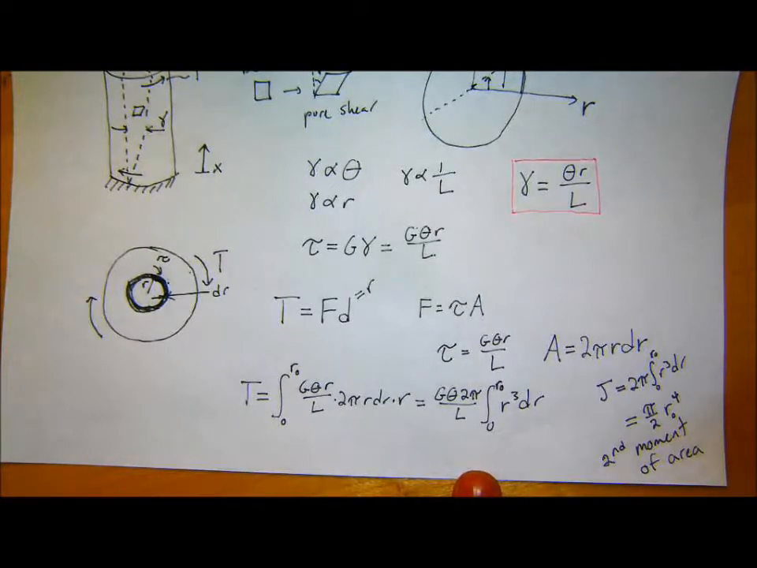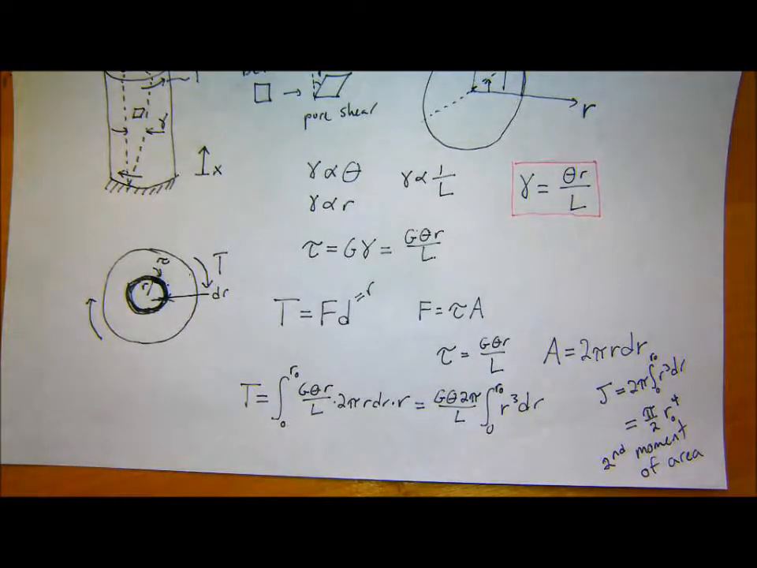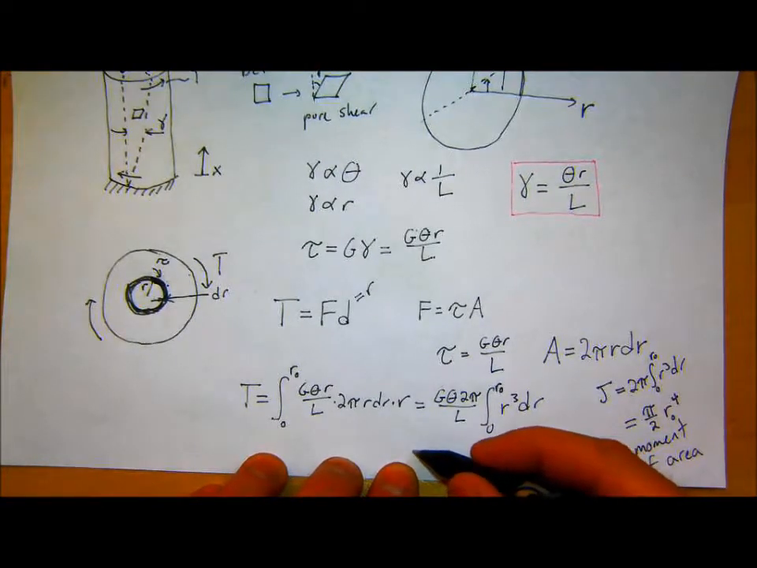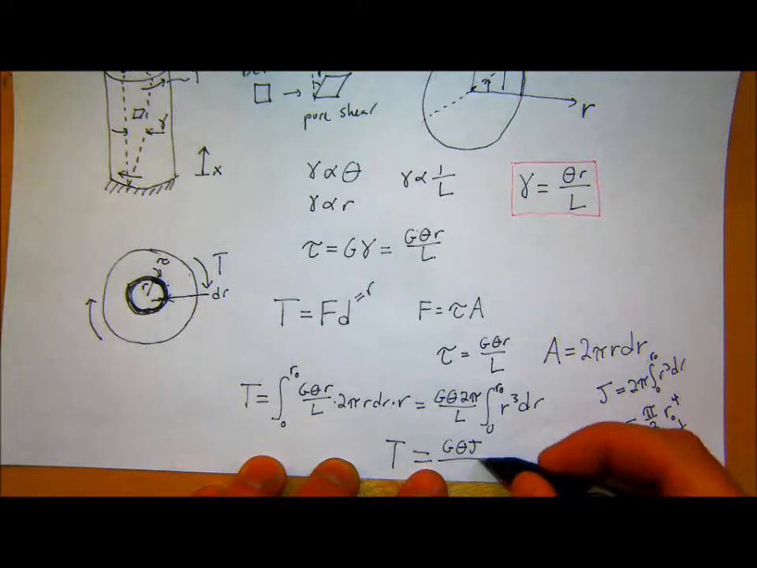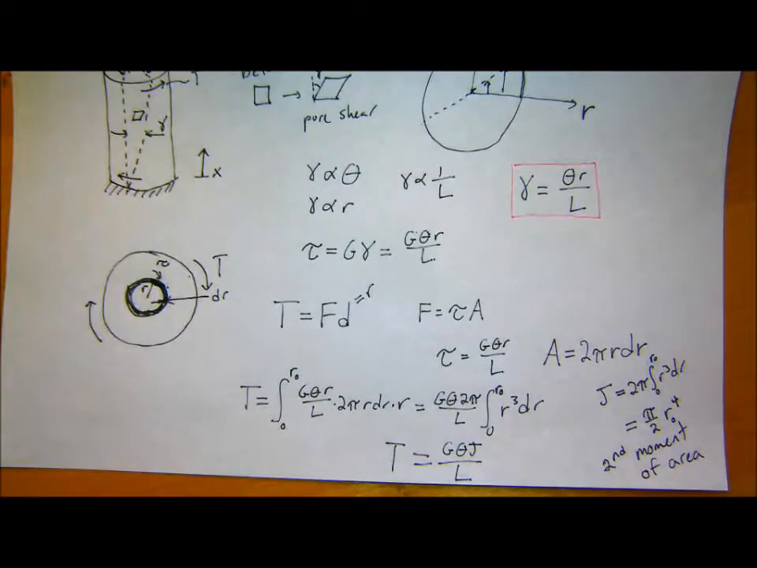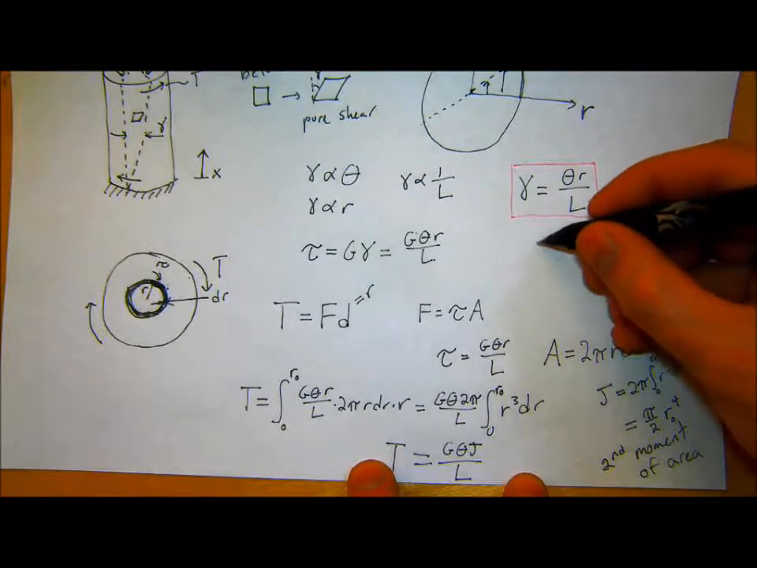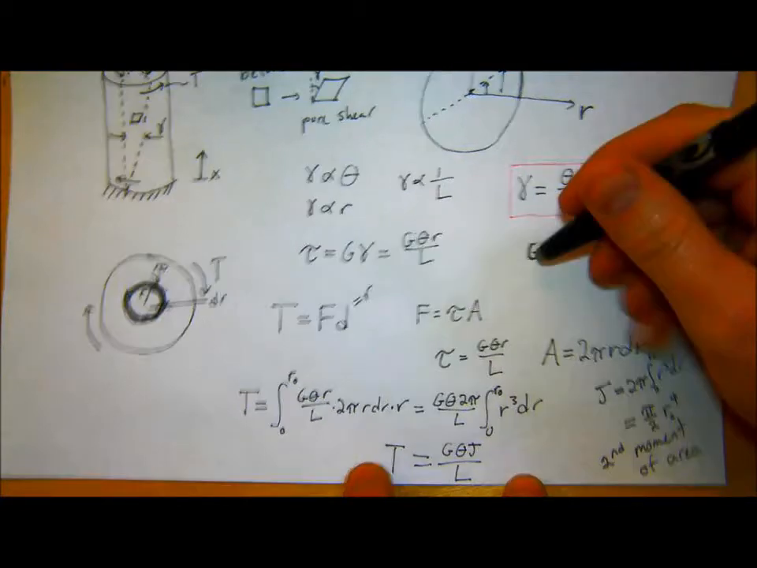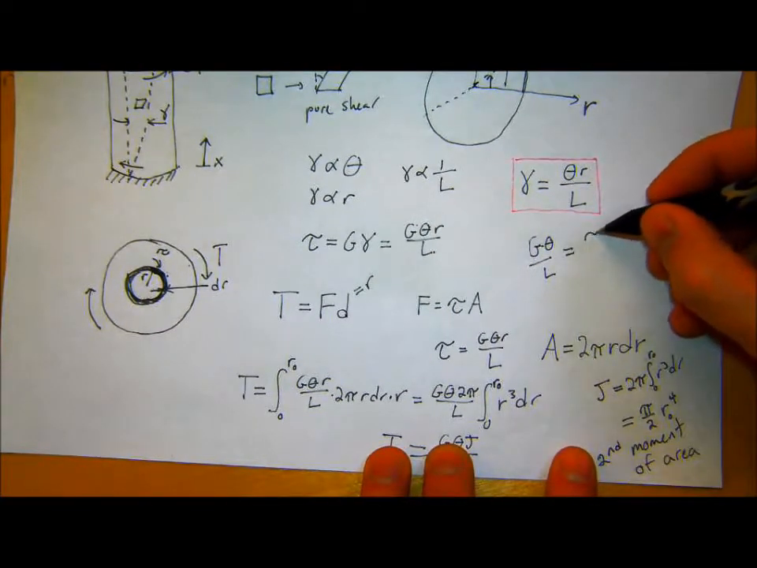So now, how do I want to write this out? I can say my torque is equal to G theta J over L. Now I want to relate this torque back to my shear stress. So here G theta over L is equal to tau over R. So I can say this is equal to tau J over R.